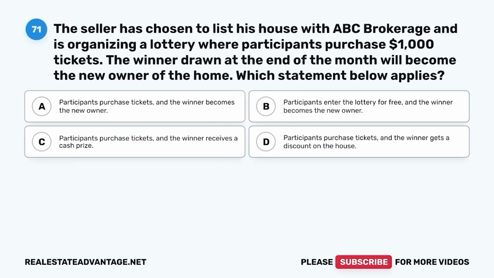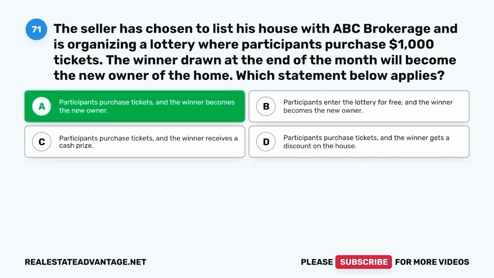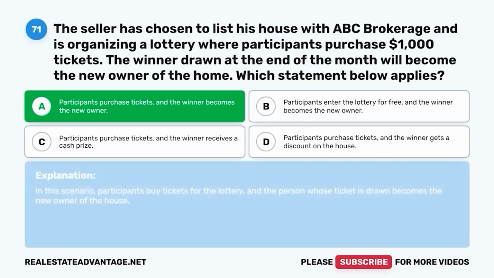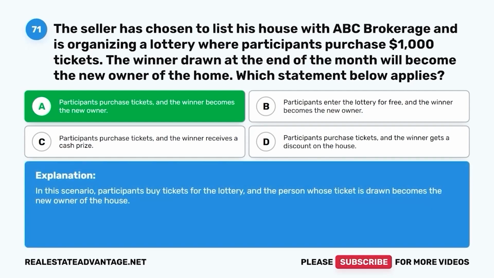Question 71. The seller has chosen to list his house with ABC Brokerage and is organizing a lottery where participants purchase $1,000 tickets. The winner drawn at the end of the month will become the new owner of the home. Which statement below applies? A. Participants purchase tickets, and the winner becomes the new owner. B. Participants enter the lottery for free, and the winner becomes the new owner. C. Participants purchase tickets, and the winner receives a cash prize. D. Participants purchase tickets, and the winner gets a discount on the house. The correct answer is A. Participants purchase tickets, and the winner becomes the new owner. In this scenario, participants buy tickets for the lottery, and the person whose ticket is drawn becomes the new owner of the house.